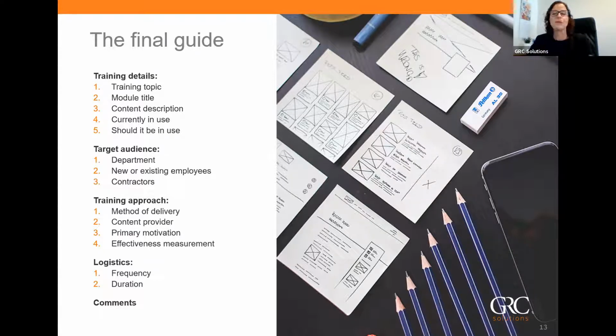Training approach. What's your method of delivery? Who's your content provider? What's the primary motivation? Effectiveness of measurement? And then you start looking at the logistics, where you look at frequency and duration. And then, of course, the gold nuggets are always to be found in the comments section.